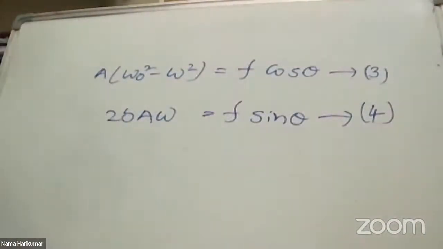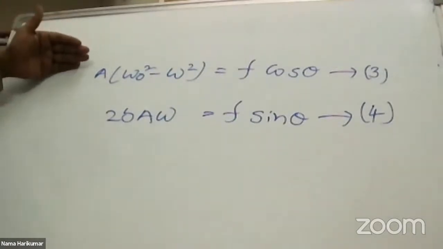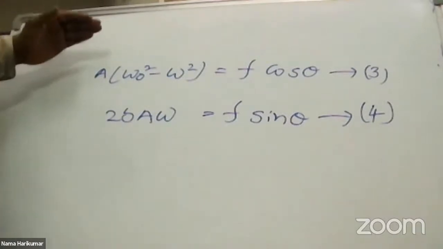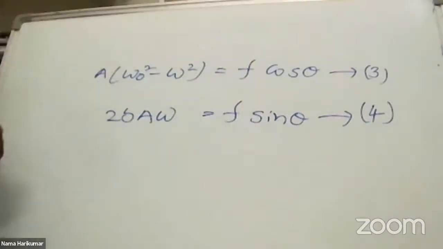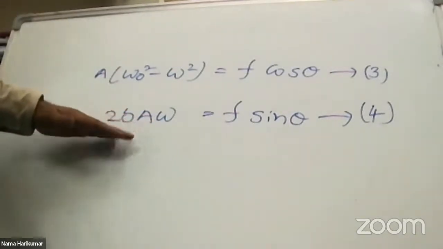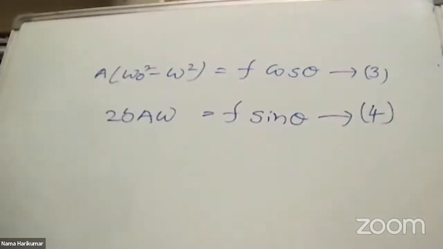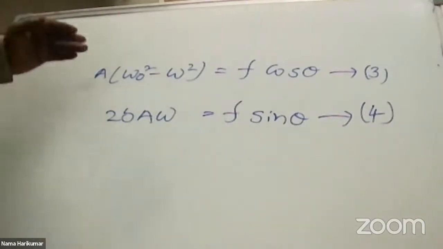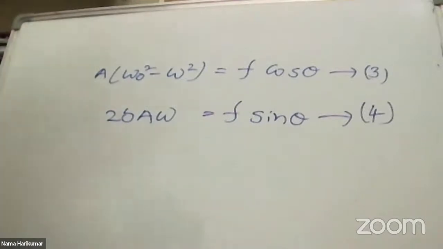Right, this is equation 3 and 4. Equation 3 is the sine omega t minus theta coefficients on the LHS side and RHS side. Next is the cos omega t minus theta coefficients on the LHS side and RHS side, which is equation number 4. So next is the squaring and addition of the LHS side and RHS side terms.